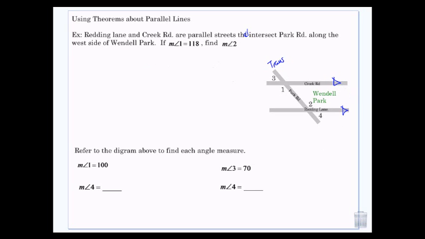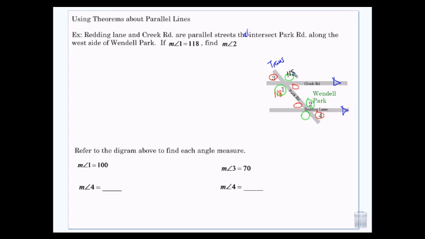Okay, if the measure of angle 1 is 118, I need to find the measure of angle 2. Well, I know that angle 3 is going to end up being the same as angle 4, and angle 1 and angle 2 are going to be the same, since they're vertical angles. With the other green circle at the top, that would be 118, right?